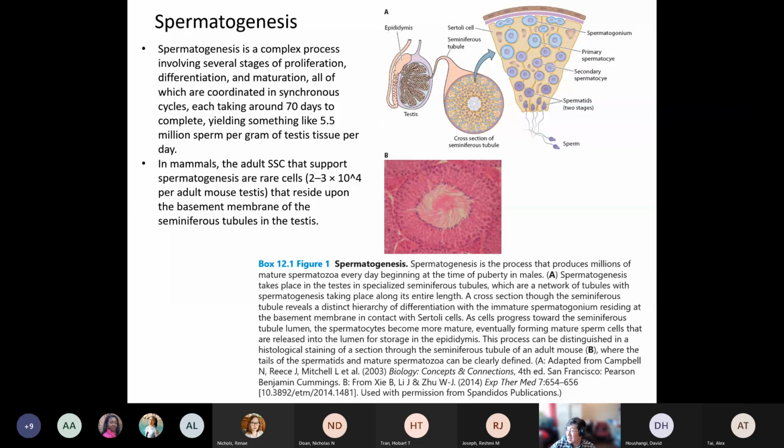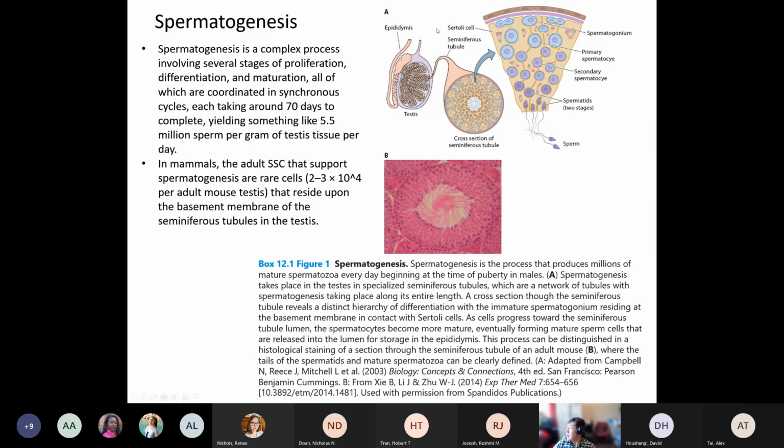But in contrast, the stem cells within the testis are a rare cell population. Here you can see the number is about 20 to 30,000 cells per adult mouse testis. That's really small, right? Only 20 to 30,000 cells in one testis, but they're able to give rise to that many cells per day, per gram of testis tissue. So this is almost as powerful as the other self-replacement systems we have covered.